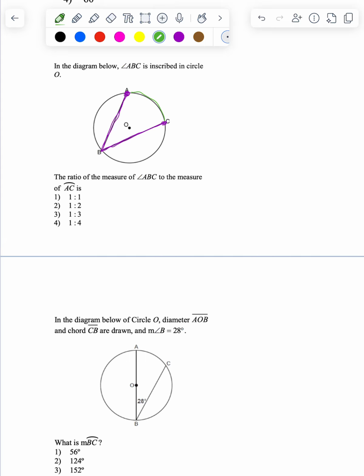Remember that inscribed angles are half of their intercepted arc. So for example, if the arc is 100, the inscribed angle is going to be 50 degrees. It says the ratio of the measure of the angle to the arc. So it's a 1:2 ratio because the angle's smaller, so that's the one part, and double it is the arc. The angle is half of the arc. The arc is double the angle.